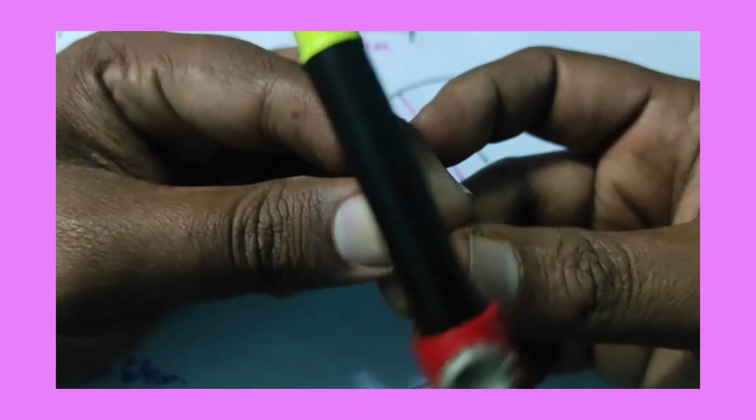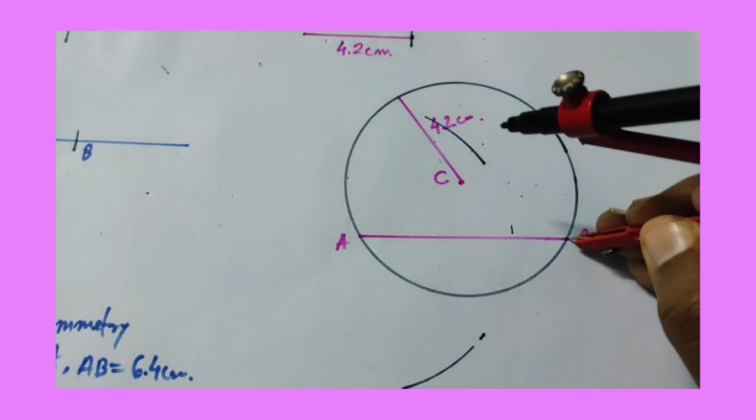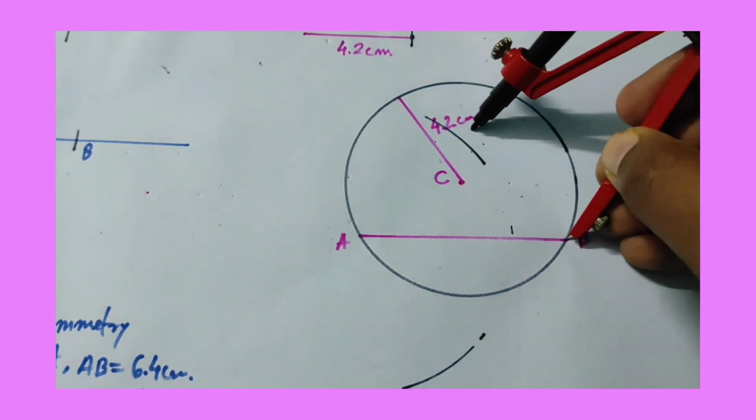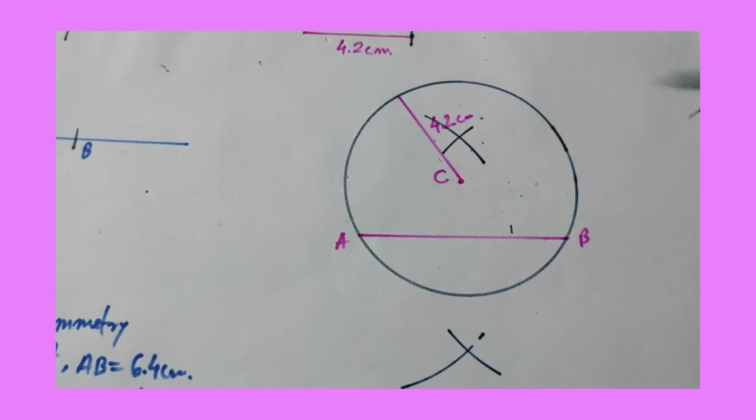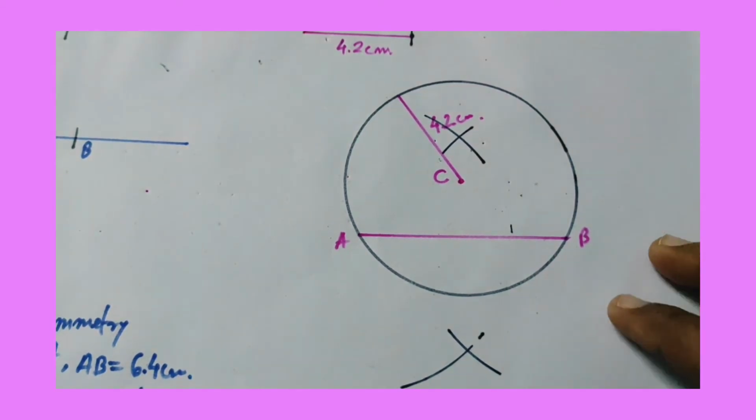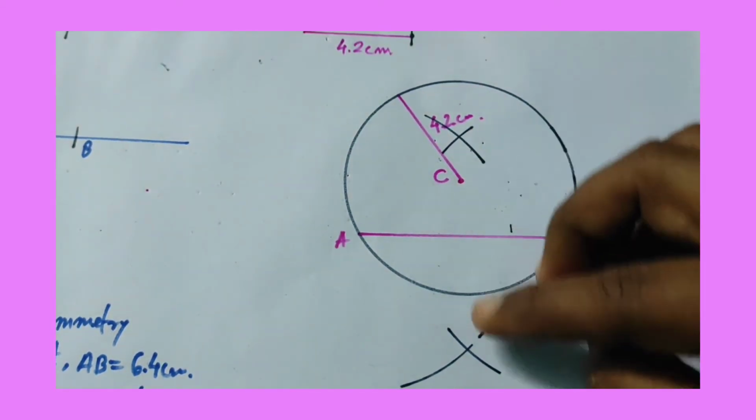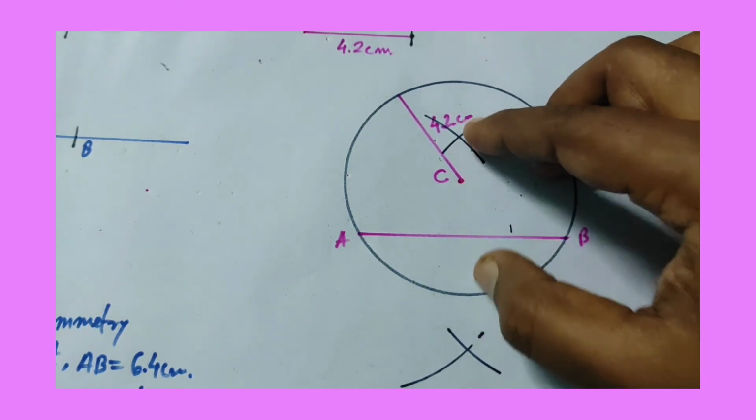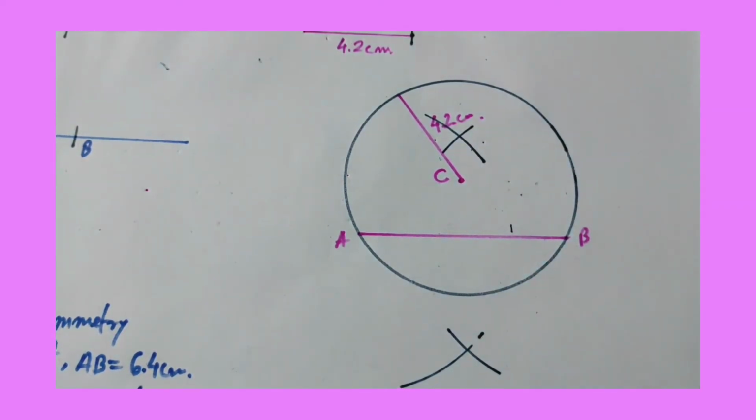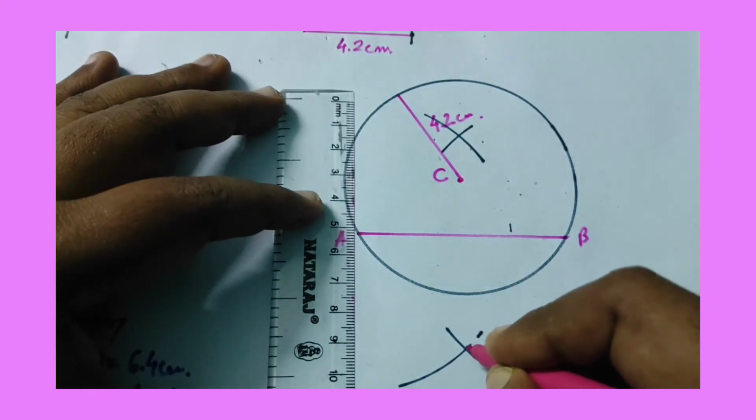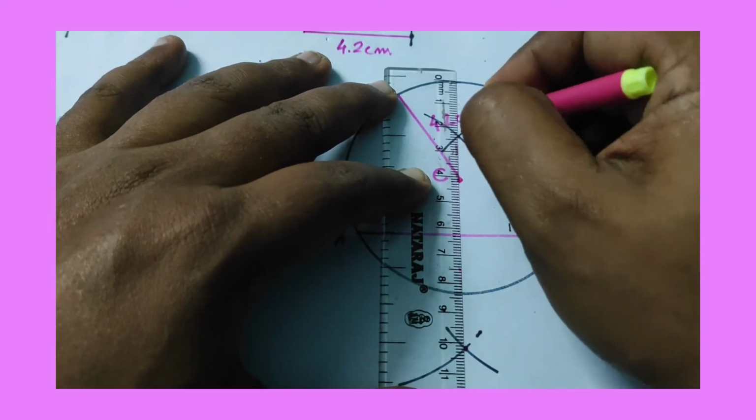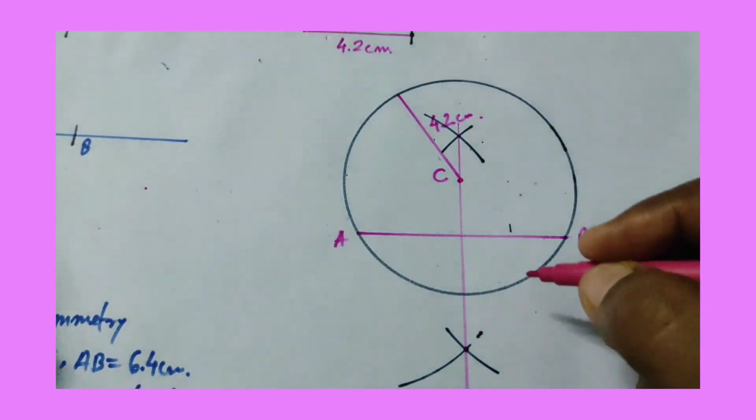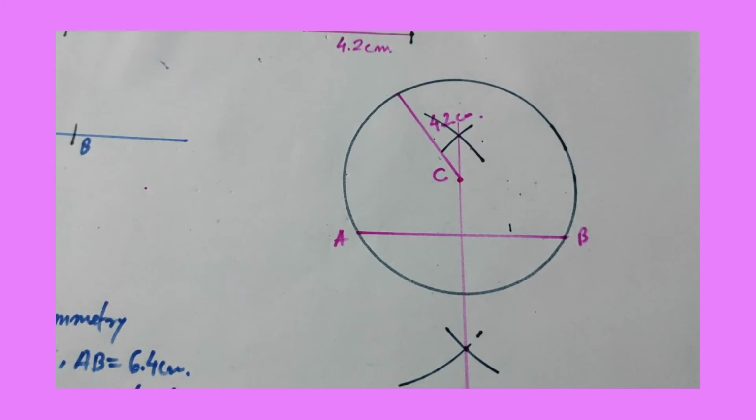So similarly, using the same radius, place the needle at the point B and cut the 2 arcs up and down of AB. So easily you can see that these are the 2 points of intersection which we have to join now to get the perpendicular bisector of AB. So suppose this point and we are joining this point. So if we join these 2 points, we are getting the perpendicular bisector.